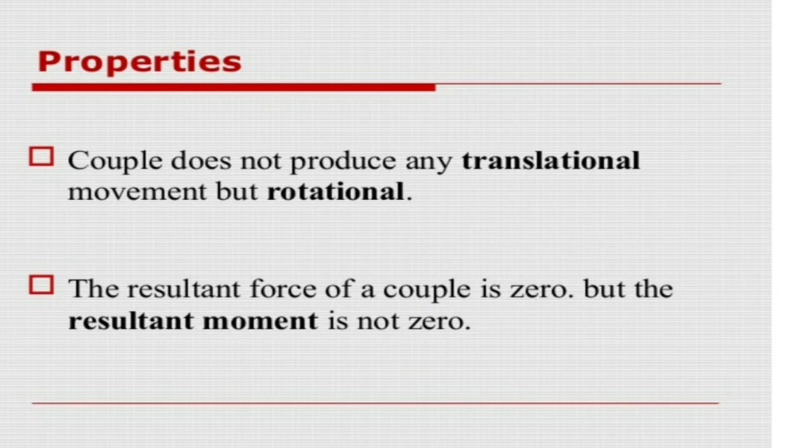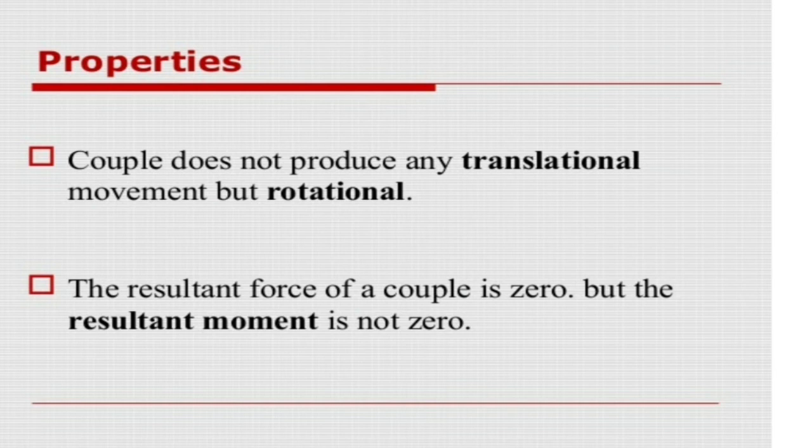So couple does not produce translational motion. It is a very important point regarding couple, because a couple means equal and opposite forces, and the two forces act on the same body. So the net force acting on the object will be equal to 0, because both forces have equal magnitude and are in opposite directions acting on the same object.